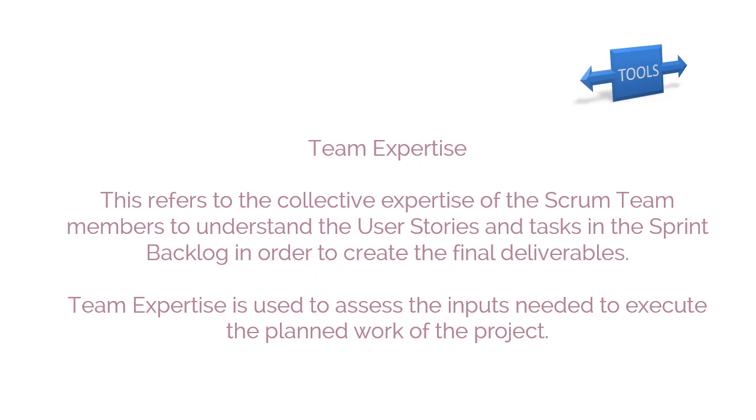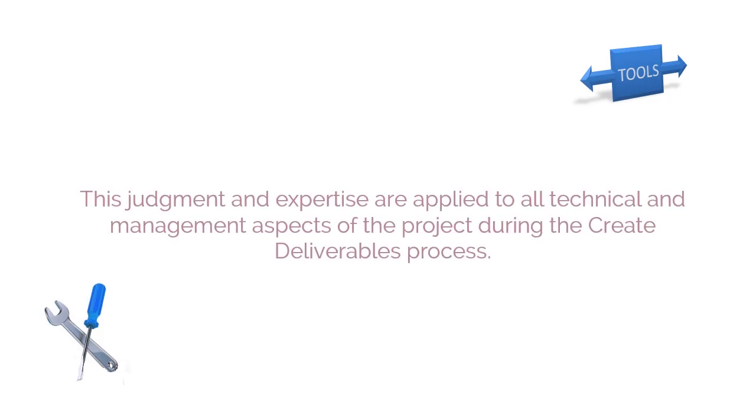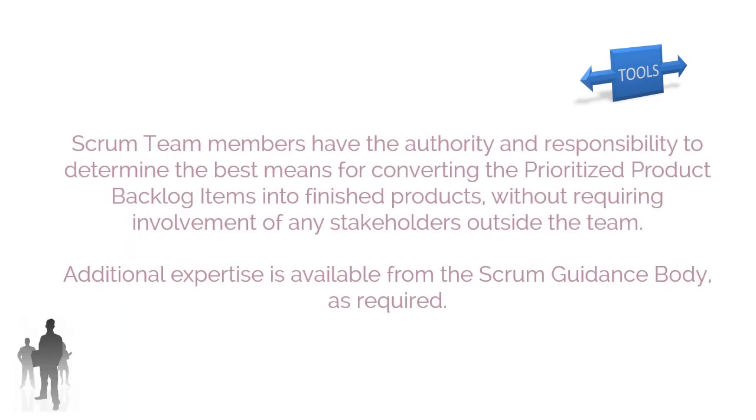Team expertise is used to assess the inputs needed to execute the planned work of the project. This judgment and expertise are applied to all technical and management aspects of the project during the Create Deliverables process. Scrum team members have the authority and responsibility to determine the best means for converting the prioritized product backlog items into finished products without requiring involvement of any stakeholders outside the team. Additional expertise is available from the Scrum guidance body as required.